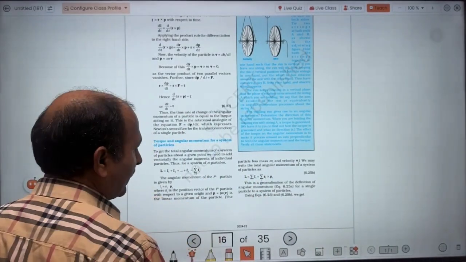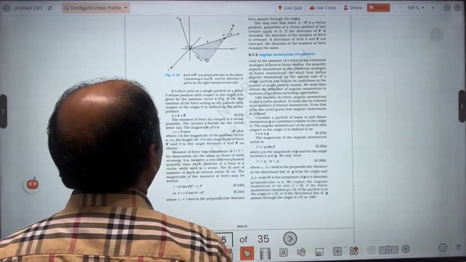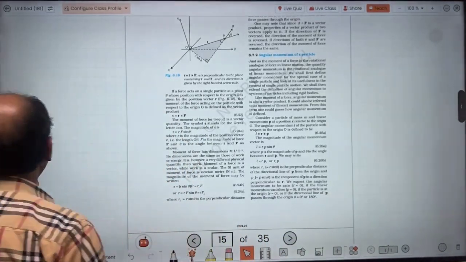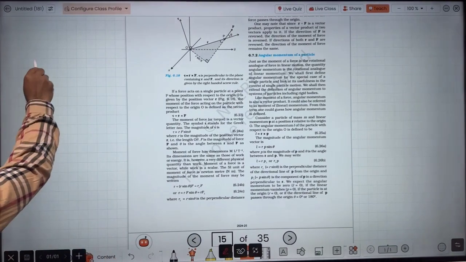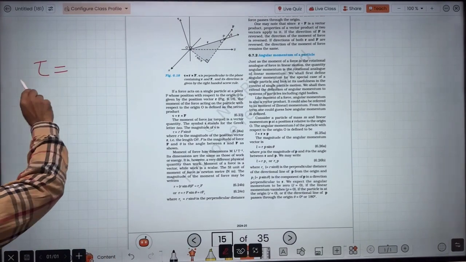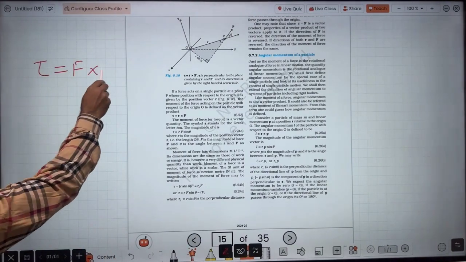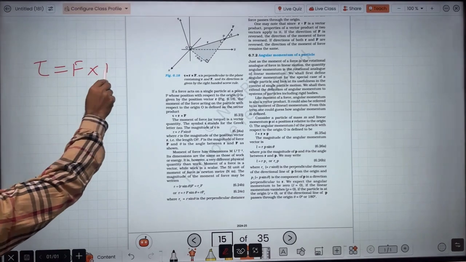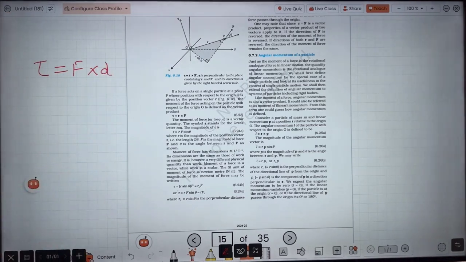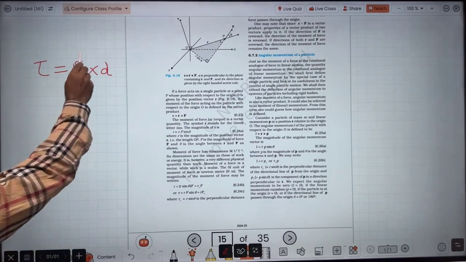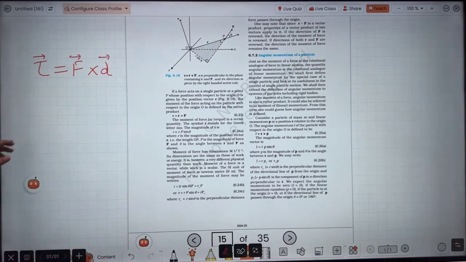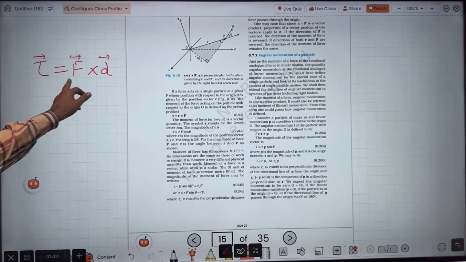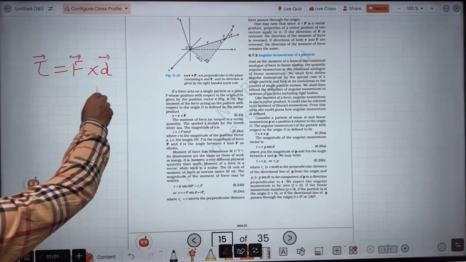Today we are going to study the concept of torque and angular momentum. So torque is given by force into perpendicular distance, F into d. Torque is a vector quantity and its direction will be perpendicular to both the force and displacement.